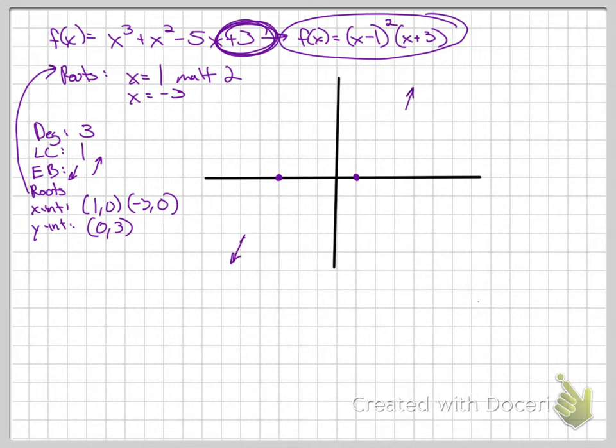When I approach negative 3, it has a multiplicity of 1, so I go straight through. Somewhere I turn around. When I hit the 1, it has a multiplicity of 2, so it bounces back. And this is my sketch. This is how the whole chapter fits back together. We started by sketching them in factored form. Then we learned how to divide so that we could factor them. Then we learned how to find all the roots so we could sketch them no matter what form they're given in.